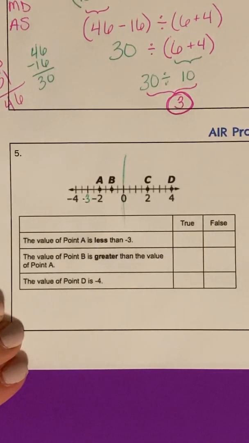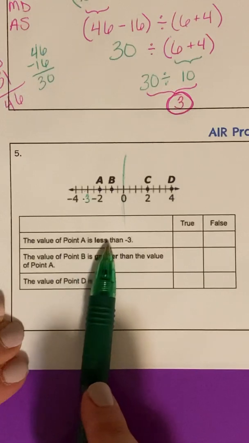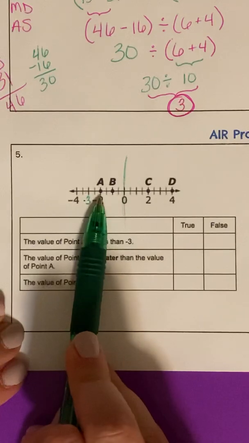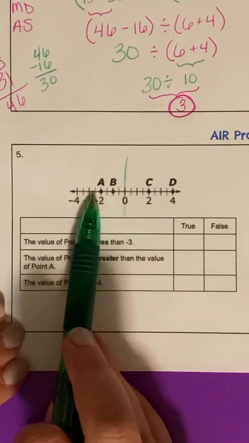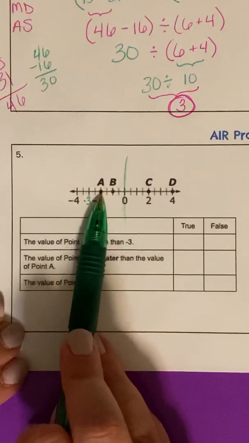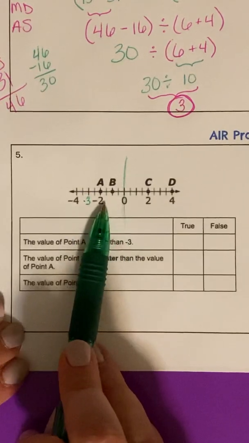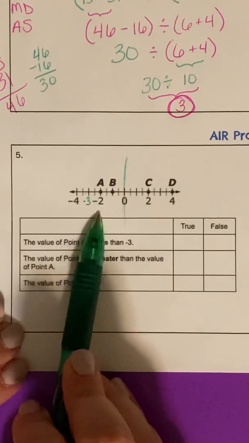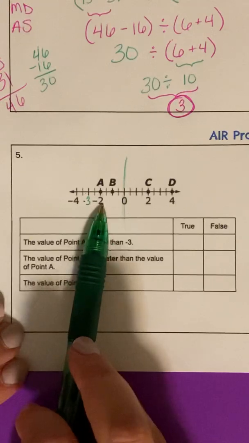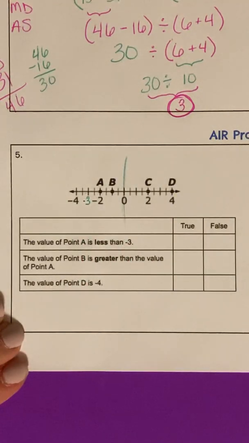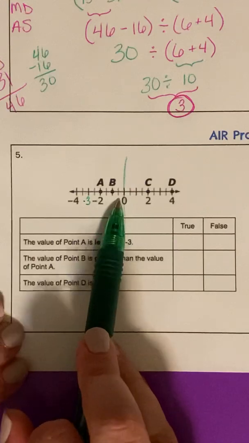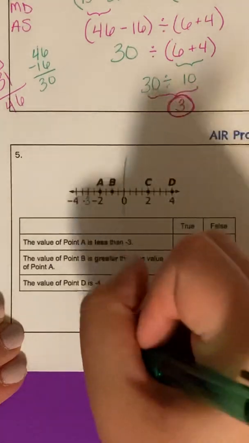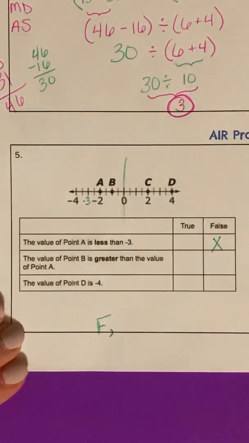So if we look at A, is it less than -3? Well, A is at -2. Which is closer to 0, -2 or -3? Well, A is closer to 0, so -2 is closer to 0. Therefore, it's going to be greater than -3. So -2 is greater than -3 because it's closer to 0. So our answer here is going to be false. On your Google form, you can put F, and then we'll get to the rest.